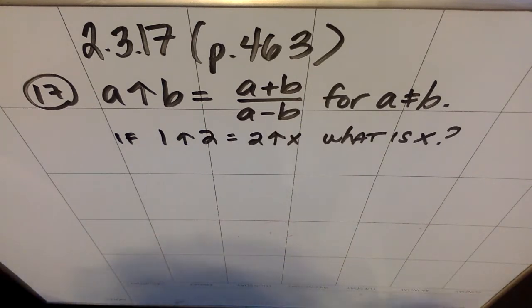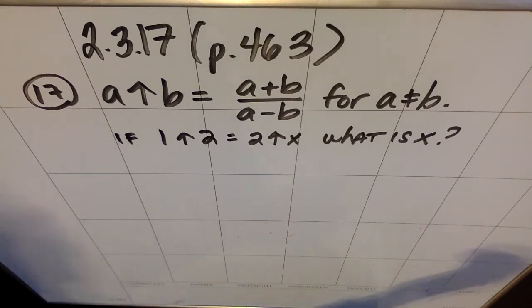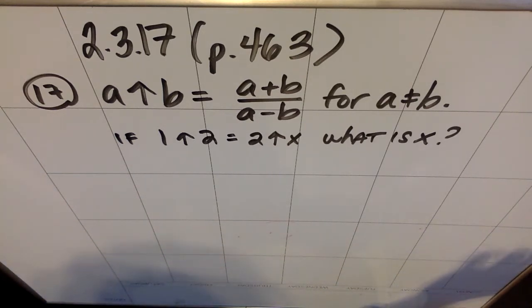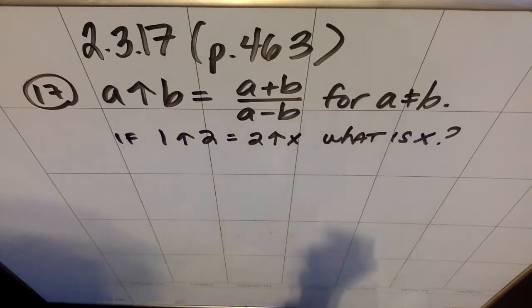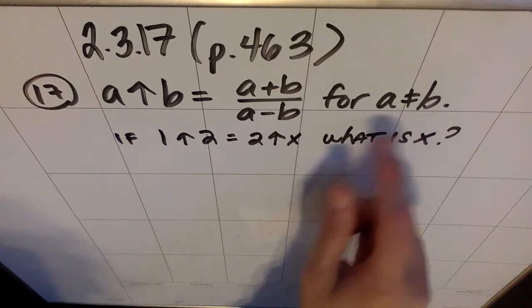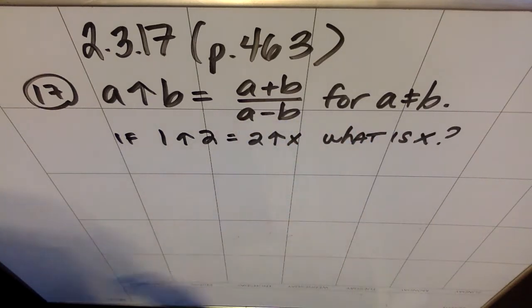So in this problem, the action that they gave us is arrow. A arrow B is defined as A plus B divided by A minus B, with the caveat that this does not work for A equals B because we are not allowed to divide by 0. Whenever you see a little restriction or caveat like that, you should always ask yourself why, just because it's good for you to know why. And in this case, the answer is that if A and B were the same number, your denominator would be 0.